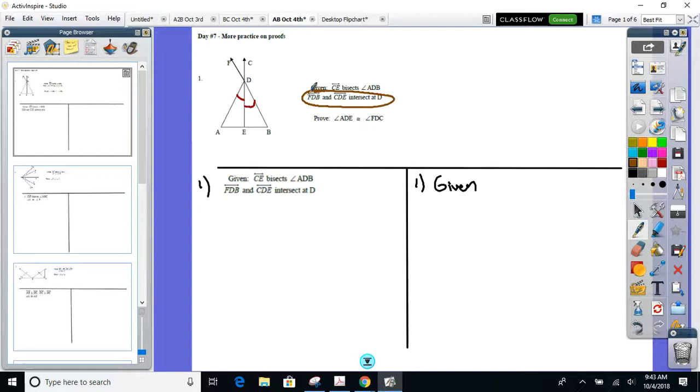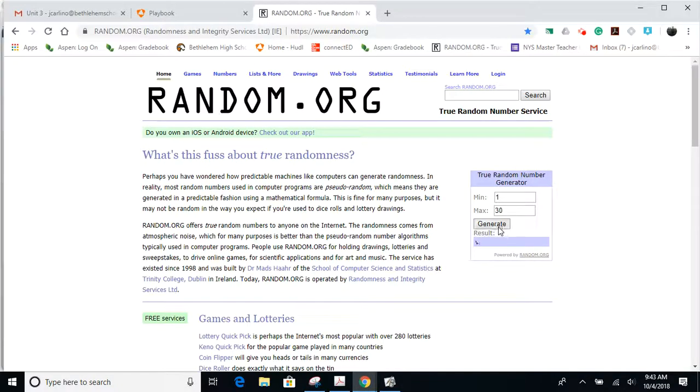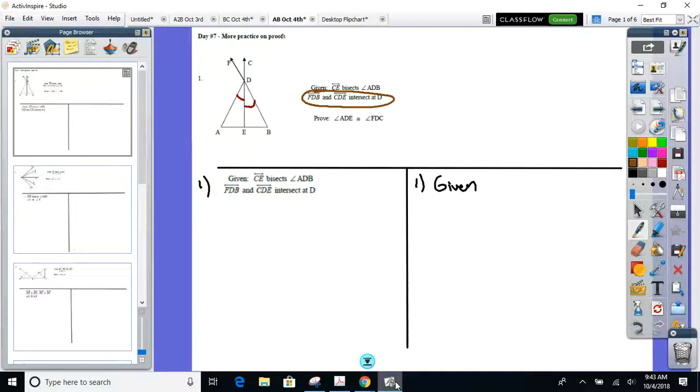Don't add in new words, please. There's no complementary, supplementary up here. Any other pairs of angles? Do you see any other pairs of angles that are congruent other than ones we've already marked because of the bisector?